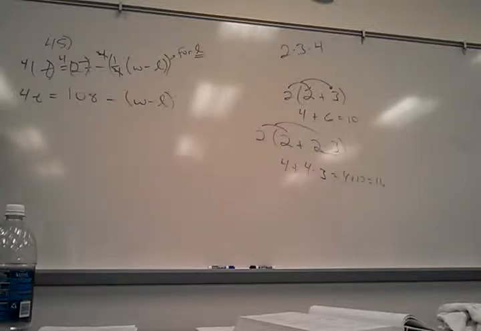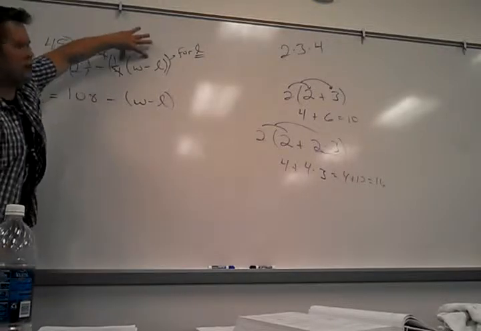Yes? When you're distributing the 4 to the 1/4 times W minus L, how do you know where to put the 4 that you distribute to everybody? Gotcha. Each piece has got to get a 4. So this piece and this piece have to get a 4.